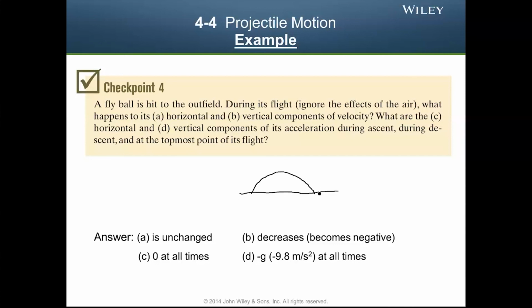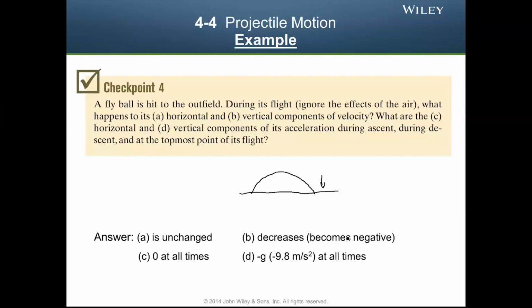into the outfield. During its flight, what happens to the horizontal? We've already gone over this. In the x direction, nothing is affecting it. There's no force acting on it. Gravity is the only force being applied here, and that only applies to the y direction. So in the x direction, what happens? Nothing. It remains unchanged.